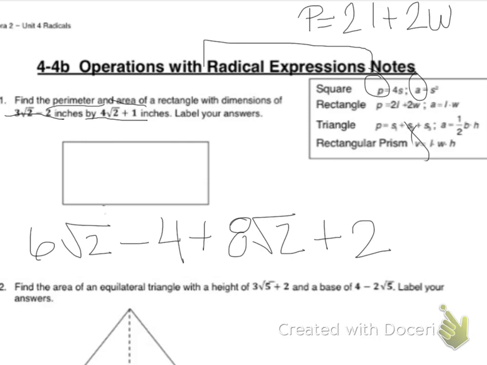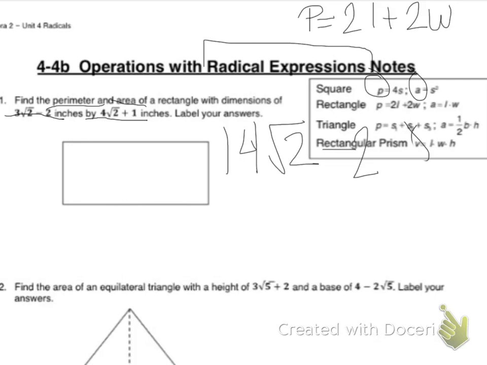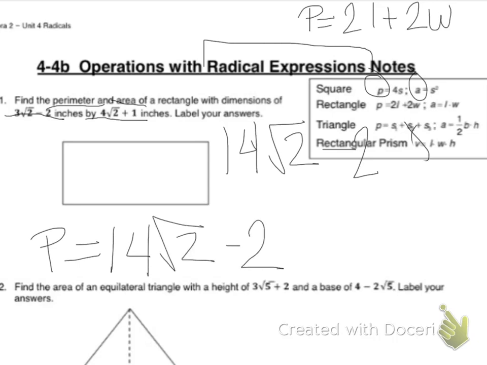So let's do that. 6 square root of 2 and 8 square root of 2 make 14 square root of 2. Right? And then negative 4 plus 2 is negative 2. So your final perimeter would be 14 square root of 2 minus 2. Now let's do area.